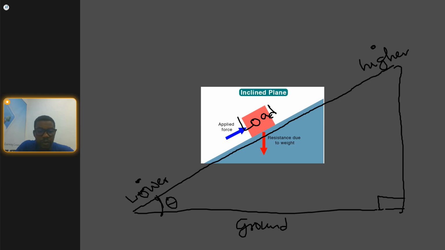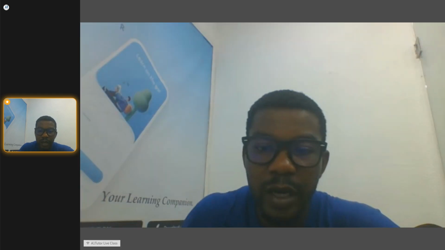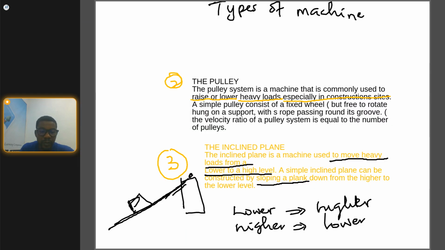Okay, let's move on to the next type of machine. This is the third one. We've talked about the pulley. We've talked about the inclined plane. We also talked about the lever. Now we want to pick the next type of machine. What's the next type of machine we are going to consider?